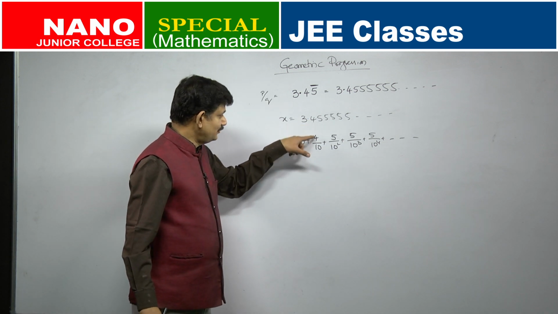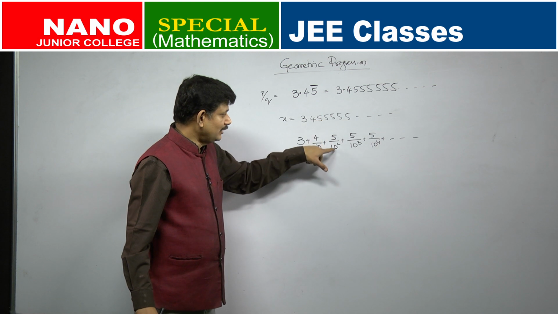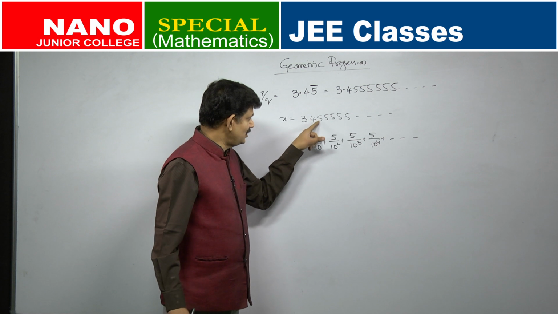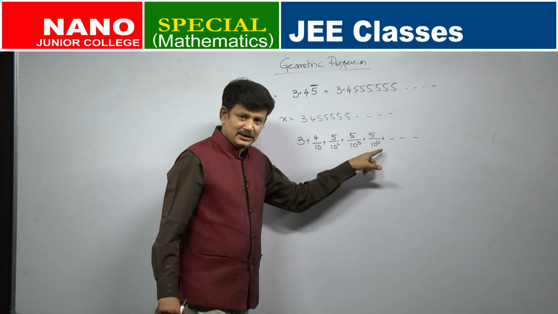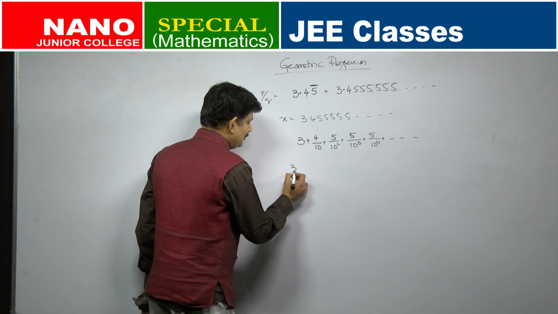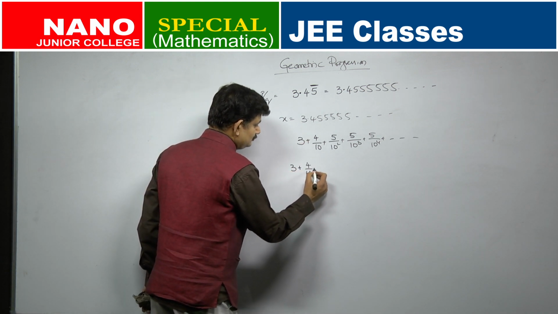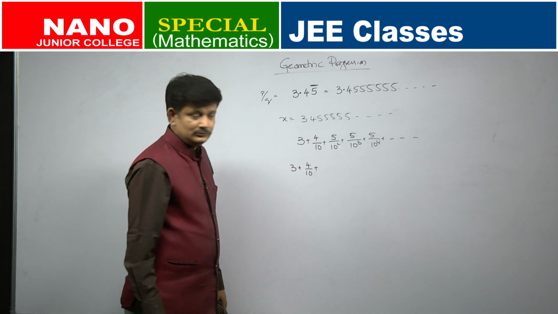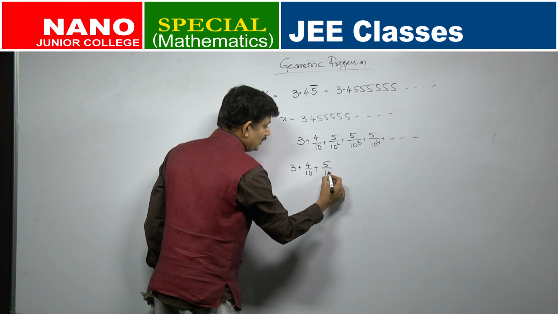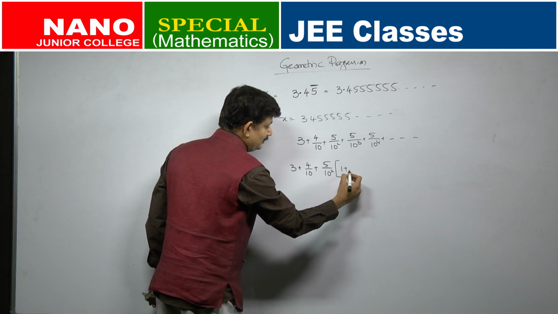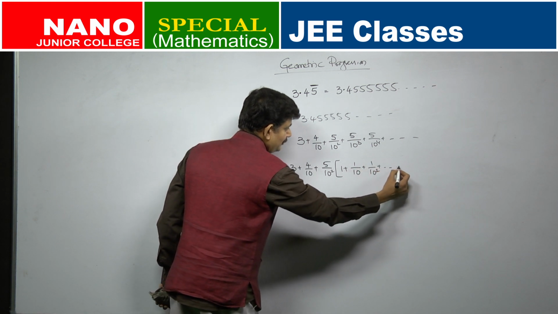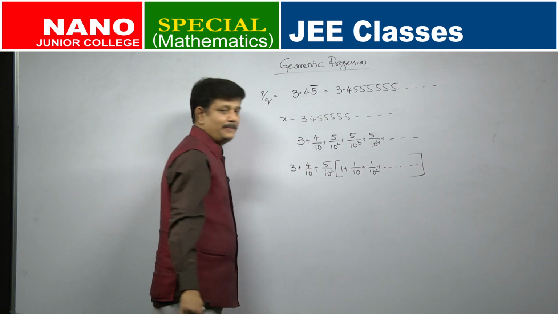3 plus 0.04 is 4 by 10, 0.005 is 5 by 10 square, plus 0.0005 is 5 by 10 cube, plus 5 by 10 power 4, and so on. This is the summation. Now, if I keep these two numbers as they are, can you take anything common from the other numbers? 5 by 10 square into what are you left with? 1 plus 1 by 10 plus 1 by 10 square, and so on, infinite terms.